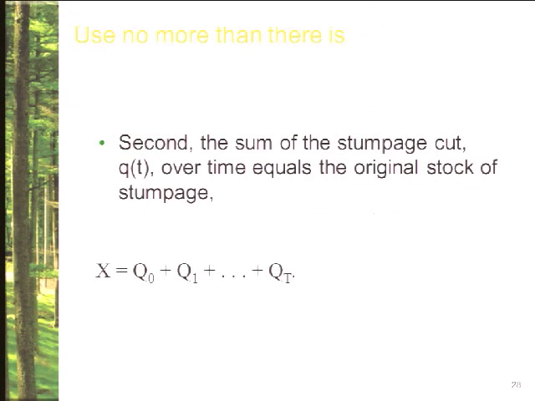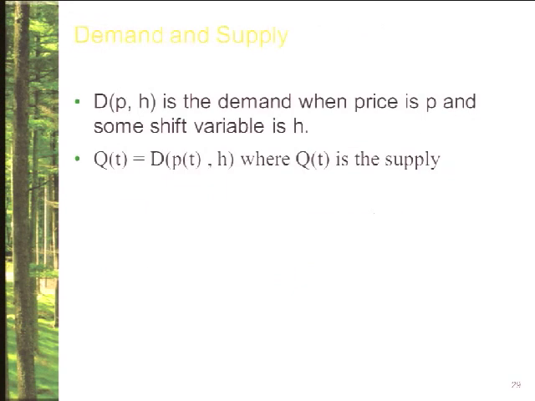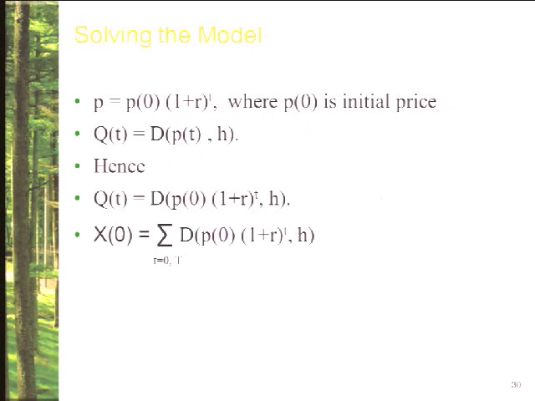I've got quantity for each period equals demand as a function of price. Well, I can plug that in and get quantity as a function of the initial price, the interest rate, and the amount of time. Now I can say the total amount there is, X0, equals the sum over however many periods I'm going to have of the demand in that period, which is a function of the price in that period, which is a function of P0 times 1 plus the interest rate to the power T.